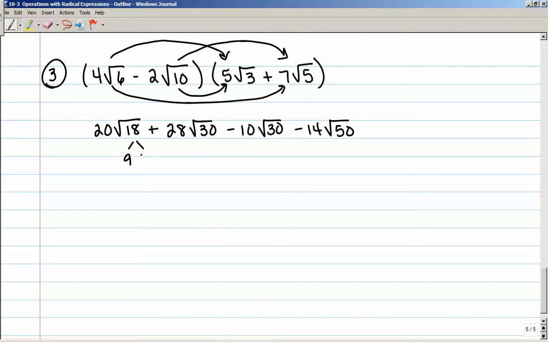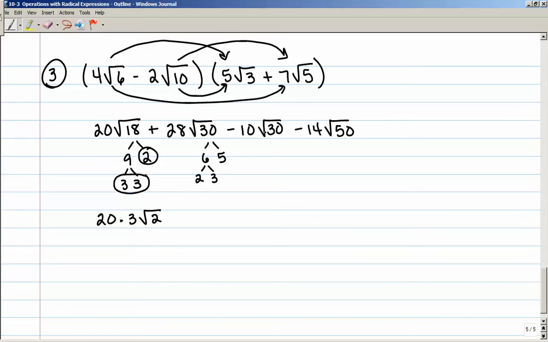So 18 is 2 and 9. 9 is 3 and 3. So my square root of 18 is going to turn into a 3 square root of 2. Don't forget the 20 that was out front, times 3 square root of 2. Square root of 30, 6 and 5, 2 and 3. That actually can't be simplified because the 2 doesn't have any 2 to buddy up with, nor does the 3 or the 5. So actually I can just combine these two.